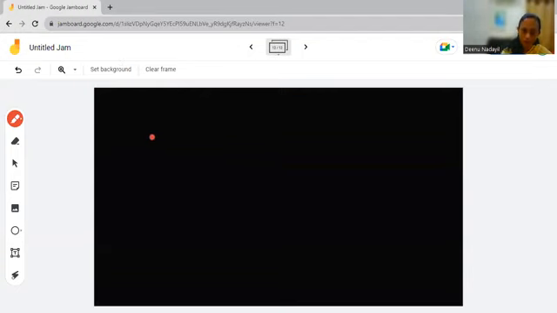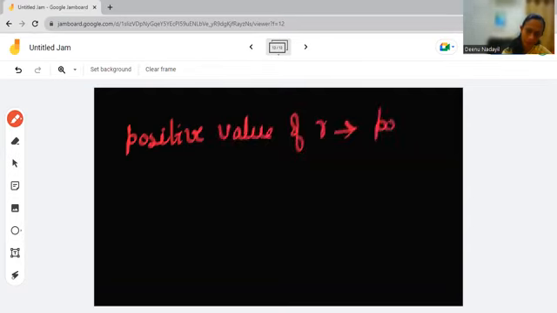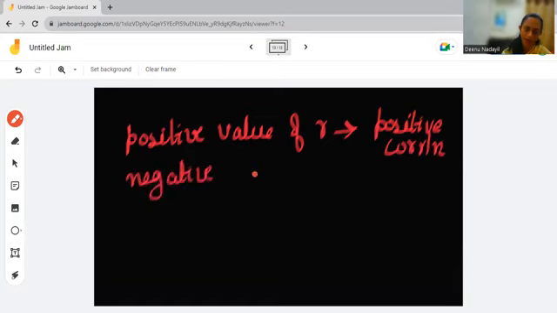Okay. One more thing is important. Positive value of gamma means the answer has a plus sign. Positive value of gamma indicates positive correlation. We say that positive correlation. If the value of gamma is negative, we say that negative correlation, negative correlation between the variables.